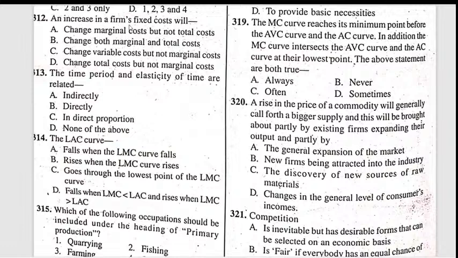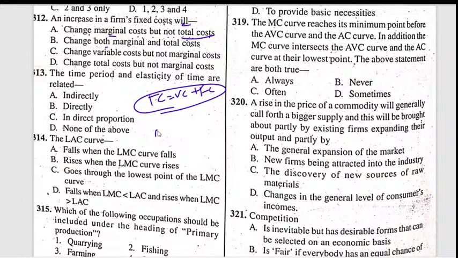An increase in a firm's fixed cost will change marginal cost but not total cost. Why? It will change total cost, because total cost is variable cost plus fixed cost. So fixed cost will obviously change total cost. Or change in both marginal and total cost.